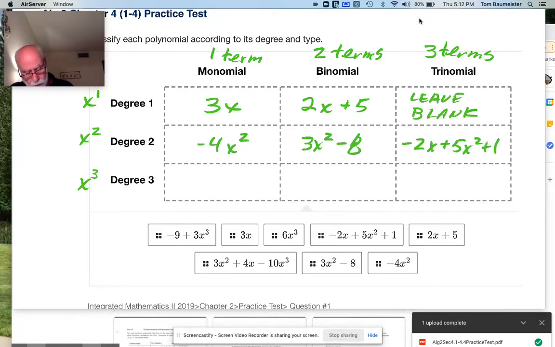And then finally with the degree of 3, you'll see that 6x cubed. You would see negative 9 plus 3x cubed. See, even with binomials, it doesn't have to be in front. And then the last one there would be, let's see, 3x squared plus 4x minus 10x cubed.